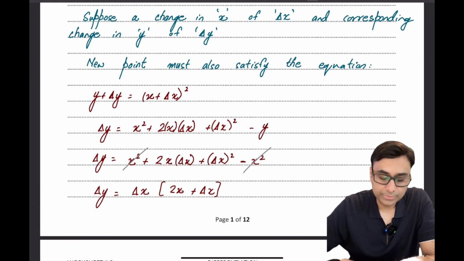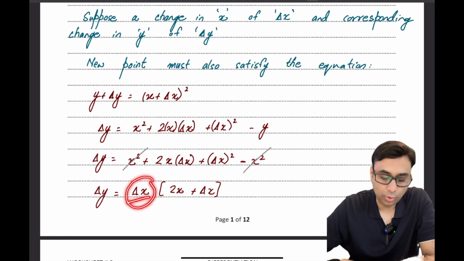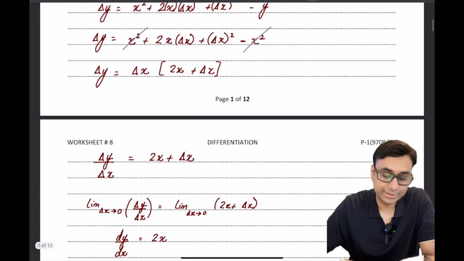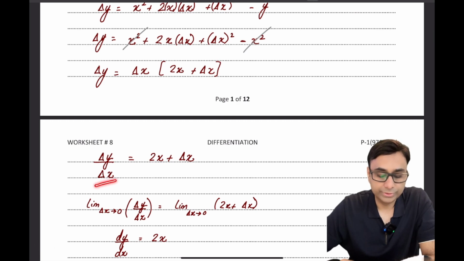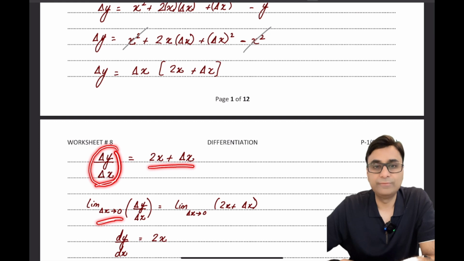And from these two terms, I will take delta x as common. The reason I'm taking delta x as common is because, again, I'm trying to find delta y over delta x, and I can achieve that by taking delta x common and then cross multiplying it on the other side, which is what I do in the next step. When I cross multiply it on the other side, it becomes delta y over delta x equals 2x plus delta x.